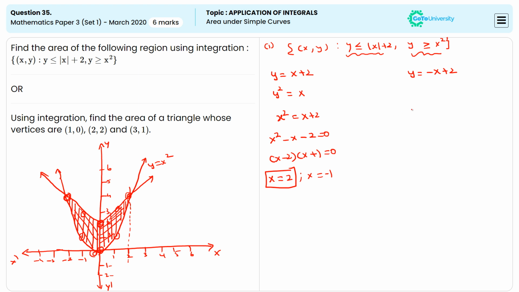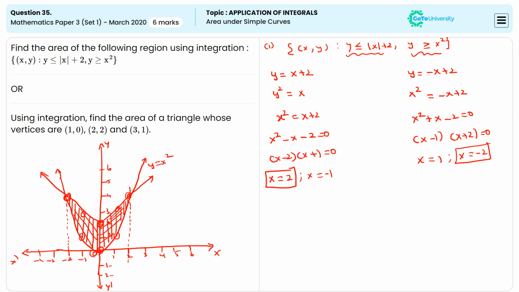Now on the other side, we are going to find x squared, which is equal to minus x plus 2. So x squared plus x minus 2 equals 0. If we factorize this, we get (x minus 1)(x plus 2) equal to 0, and the intersection points are x equal to 1 and x equal to minus 2. So on the other side, the intersection point is x equal to minus 2, that is minus 2 comma 0, and on this side 2 comma 0 is the intersection point.